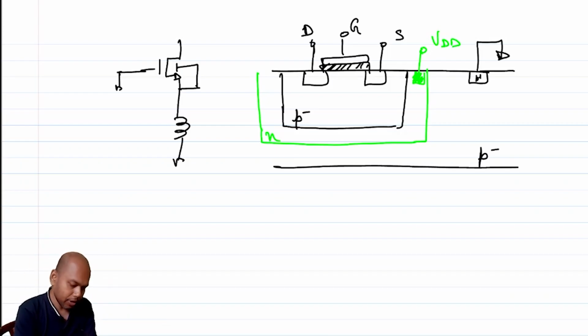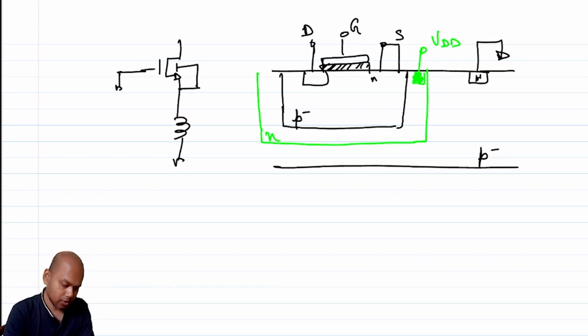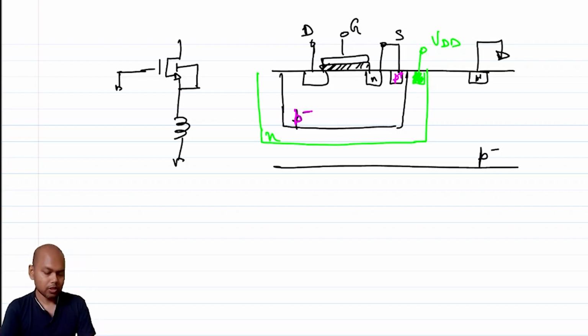So what are we doing? What is the goal of doing all this? We wanted to ensure that the body of the actual transistor gets shorted to the source, right? So this is N, this is P. So these two are shorted. Let me draw it in a slightly bigger manner. So this is P plus, this is P minus. So these two are shorted.